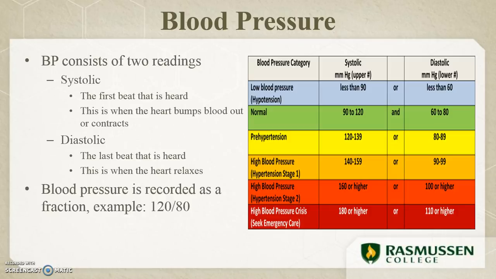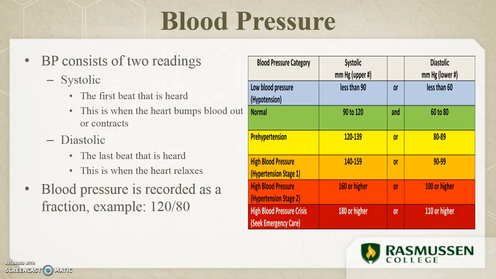And blood pressure is always recorded as a fraction, for example, 120/80. But as you can see here in the chart, this gives you a nice breakdown of what we consider low blood pressure, normal, maybe pre-hypertension, hypertension stage 1 and 2, and then maybe severe hypertension.